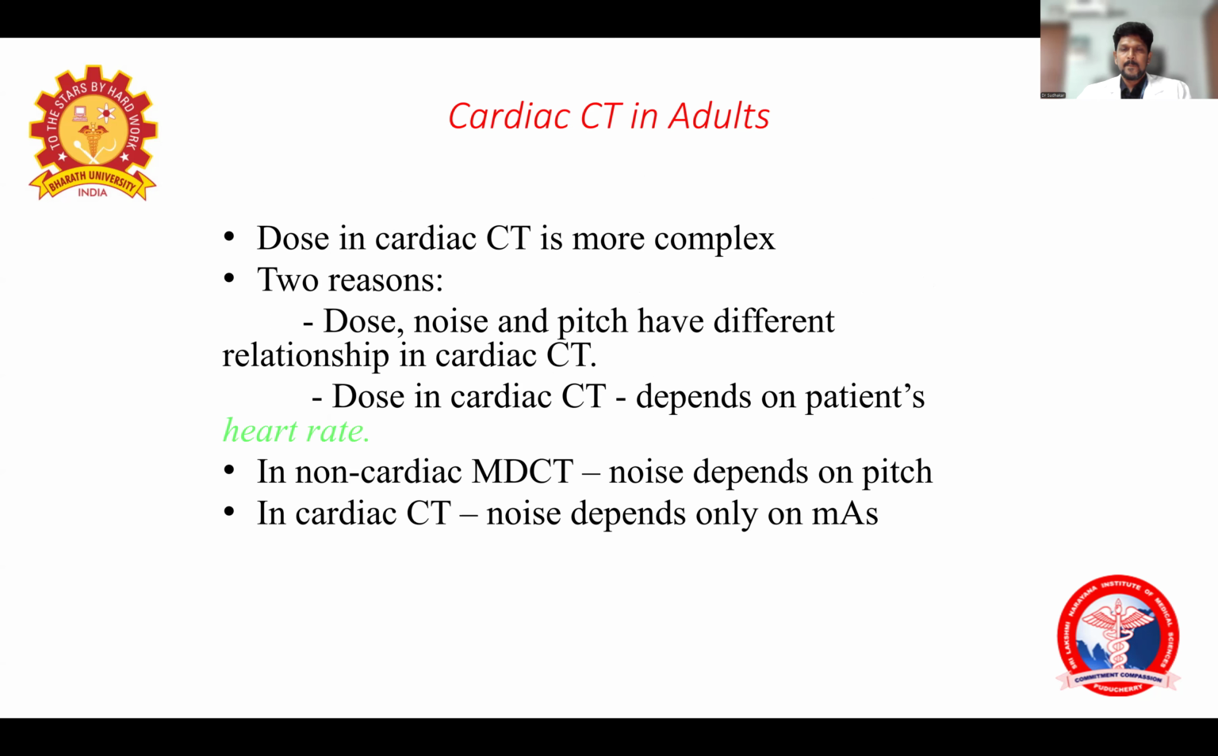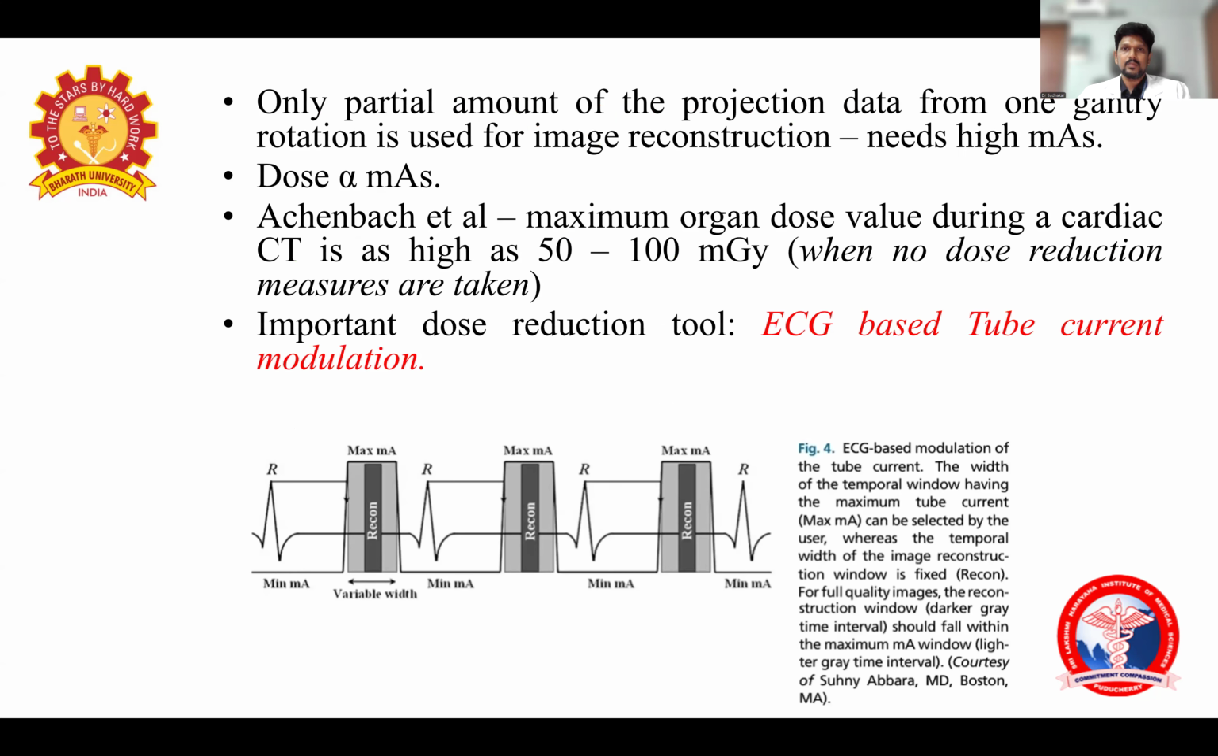Now the cardiac CT in adults. Dose in cardiac CT is more complex, for two reasons. One, dose, noise, and pitch have different relationships in cardiac CT. Dose in cardiac CT depends on the patient's heart rate. In non-cardiac MDCT, the noise depends on the pitch, whereas in cardiac CT, the noise depends only on the mAs.